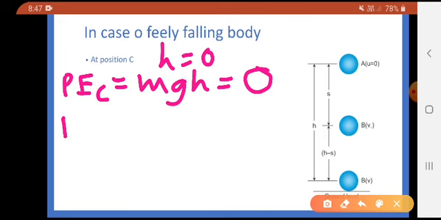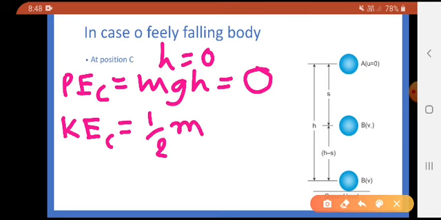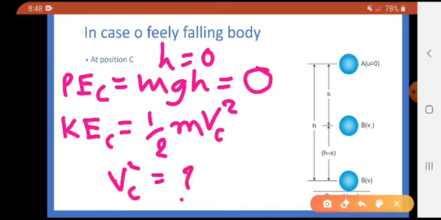Now find the kinetic energy at C. What is the kinetic energy? Kinetic energy equals half mvc square. We don't know the value of velocity at C, so you have to find this velocity at C. Then you will get the kinetic energy of the body when it reaches the ground.